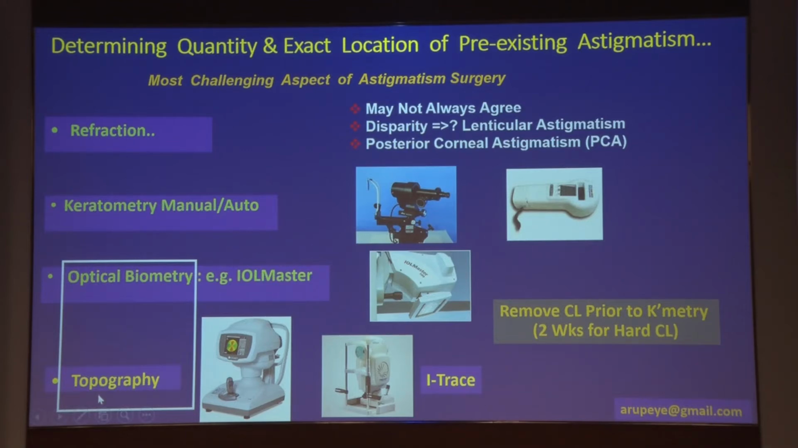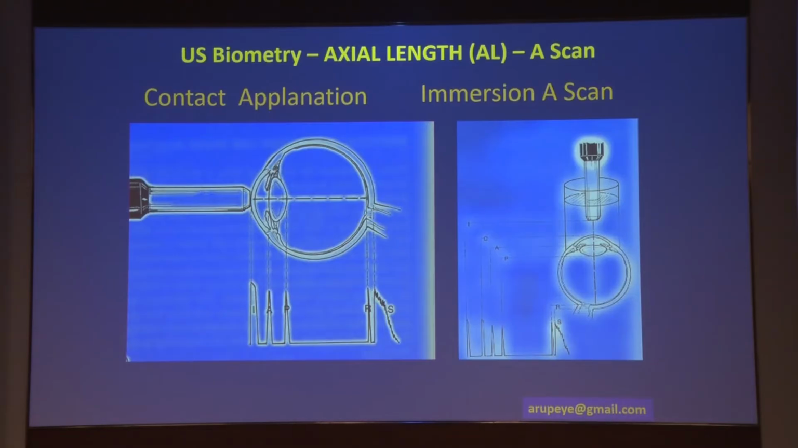Rashmi has spoken so well about topography and other things, and eye trace. So these are the things that I routinely do for all my preoperative patients. If the patient is wearing a contact lens, ensure that the patient is off the contact lens. If it is a hard contact lens, minimum of 2 weeks before biometry, the patient should be off the contact lens.